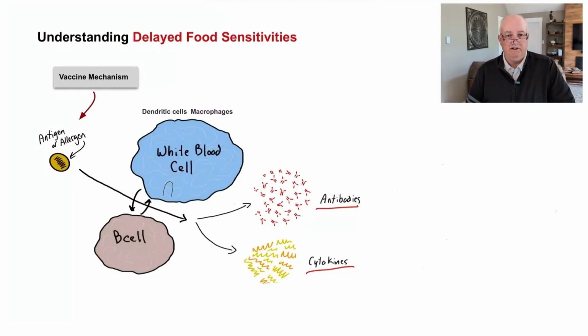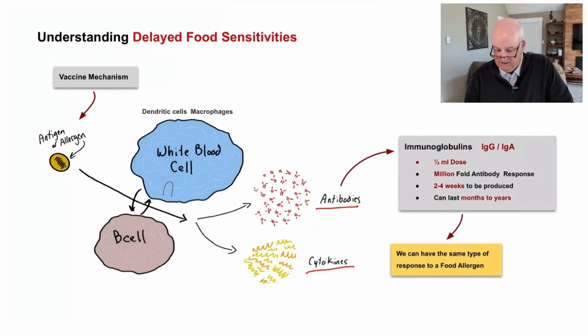So imagine you get a tetanus shot. You get a tiny little dose of vaccine, the size of the tip of a pen, 0.5 milliliter. Your white blood cells interact with that and the B cells. They produce a millionfold antibody response. And those antibodies to tetanus can stay in there for 8 to 10 years. A tiny little dose, massive response lasts for a long, long time. Well, why that's important to know, you can have the exact same immune response to a food. We can eat a tiny little dose of food. We can produce a massive immune response to it.